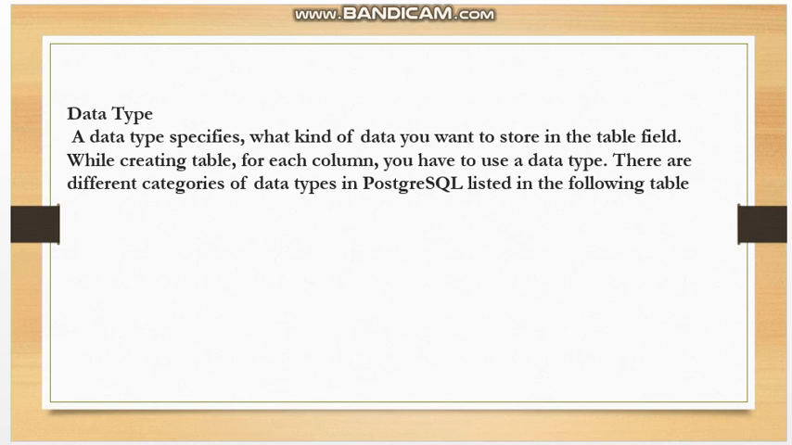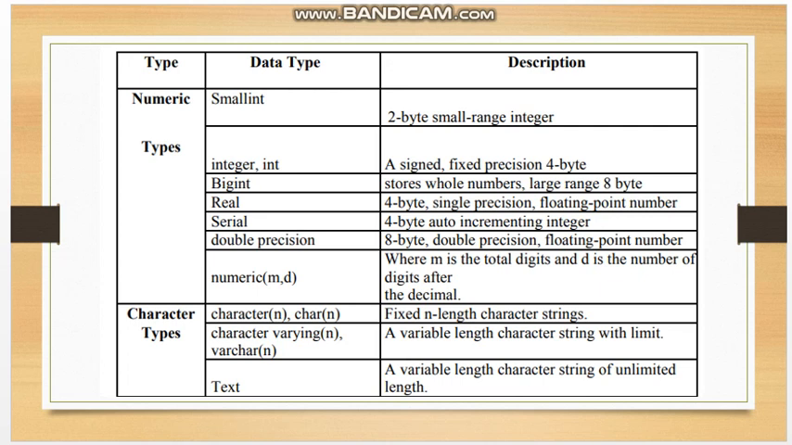As we already know, a data type is nothing but the type of data that a particular variable or particular column holds. A data type specifies what kind of data you want to store in the table field. While creating the table, for each column you have to use a data type. There are different categories of data types in PostgreSQL, which are listed below. This is a table where we have a type, data type, and the description.